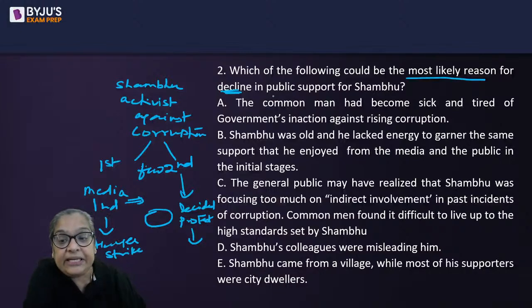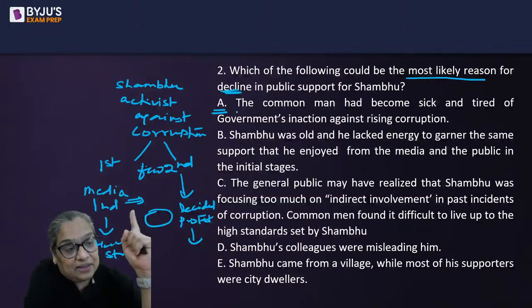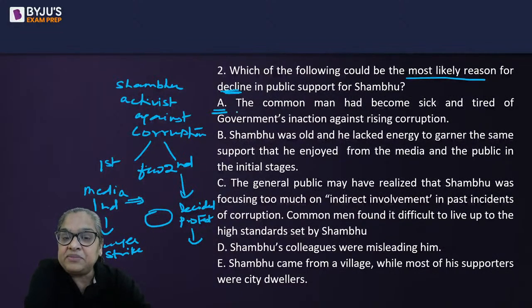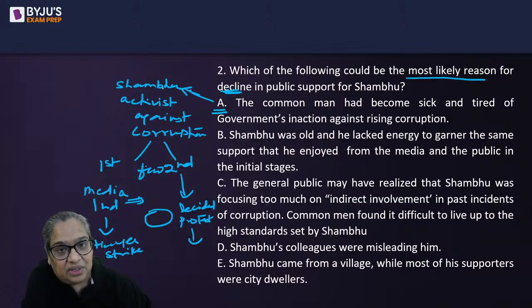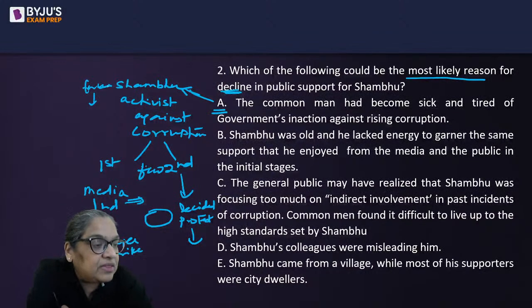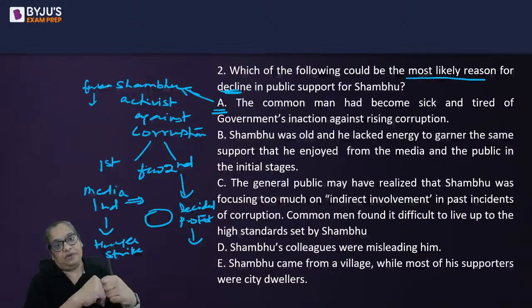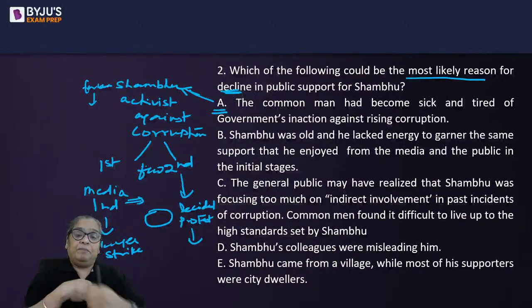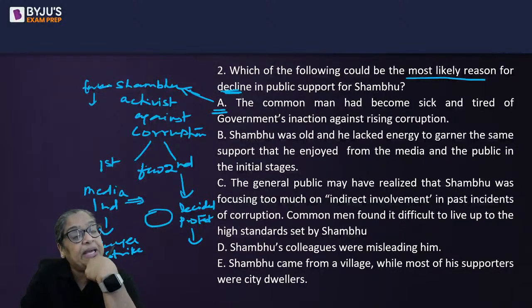So, how is it A? He decides to act against the government. If the common man has become sick and tired of government's inaction against rising corruption, they should support Shambhu, who's at least trying to force the government to act, right? So how is it A? Brinda, Alam, Khushi, Chinmay, how is it A? If the common man is sick and tired, all they have to do is support Shambhu, because Shambhu is going to be the front runner in the fight. So how can it be A?